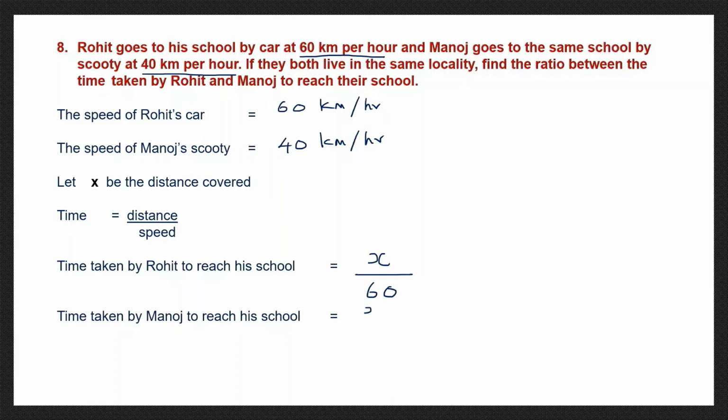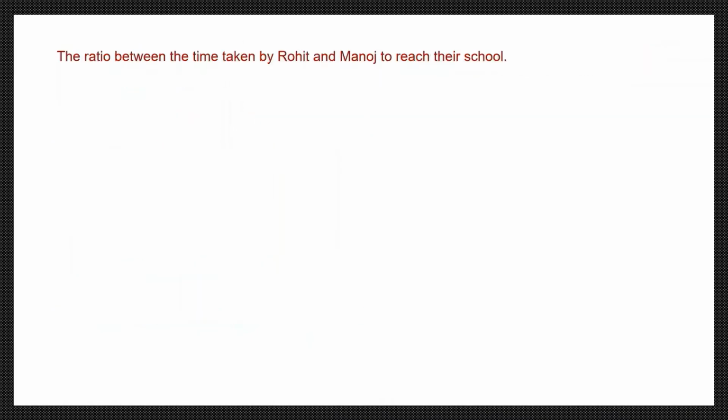Same way, distance by speed, which is x by 60 and x by 40. Now we need to find the ratio between the time taken by Rohit and Manoj. So Rohit is x by 60 is to Manoj is x by 40. Now x by 60 and x by 40 is division. The ratio is the same as division.